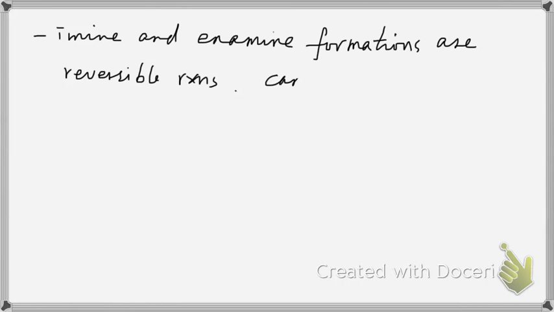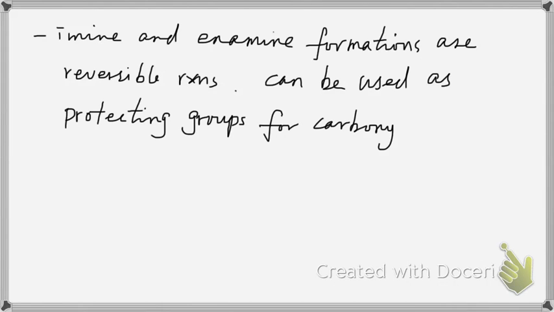The imine and enamine formations are reversible reactions, which means they can be used as protecting groups for carbonyl. Previously, when we talked about protecting groups, we used acetal or ketal to protect carbonyls. Now you know for all those reactions using acetal or ketal as the protecting group for carbonyl, we can replace the acetal or the ketal with imine or enamine. Alright?